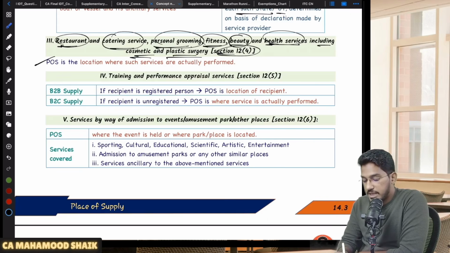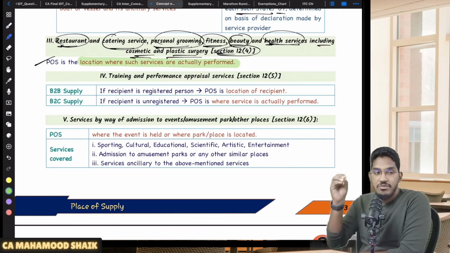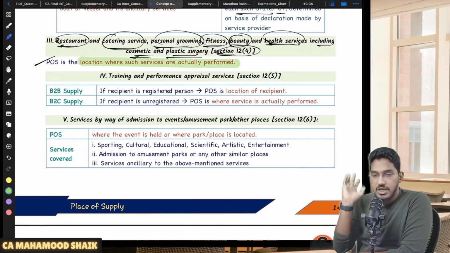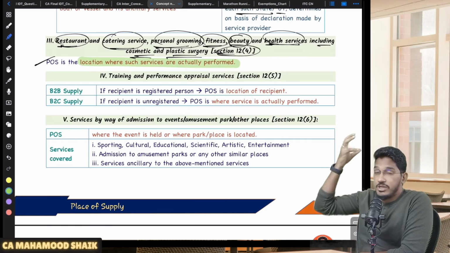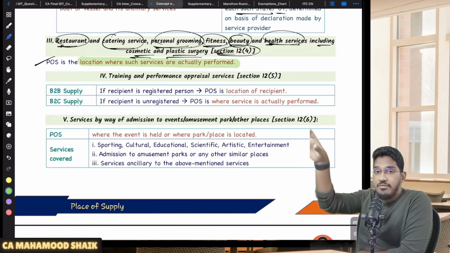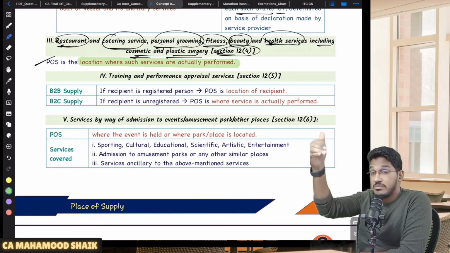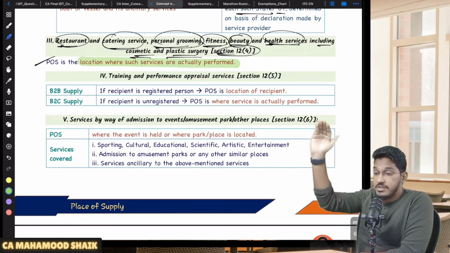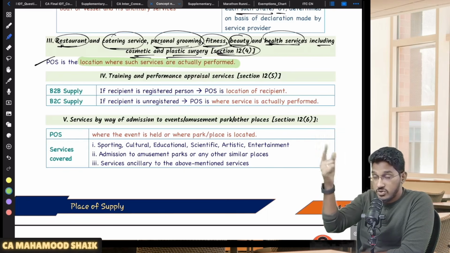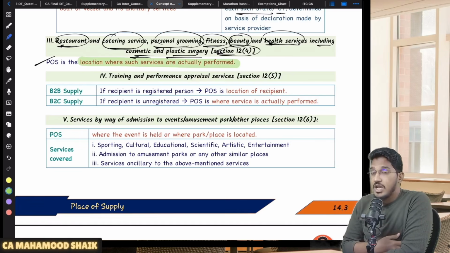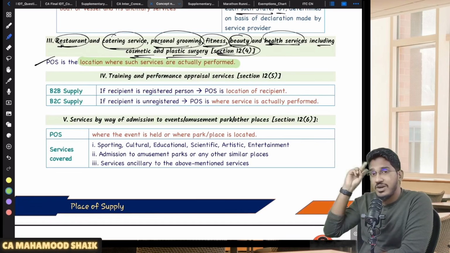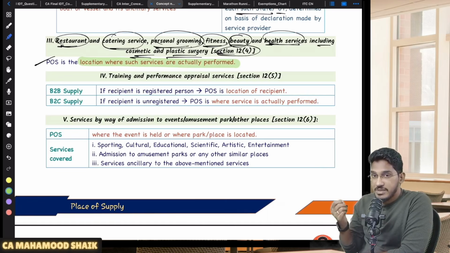What will be the place of supply? The place of supply will be the location wherever such services are actually performed. Wherever those services are getting performed, that will become the place of supply. Let us say, for example, I am a person from Chennai. I went to Mumbai. In Mumbai, I went to a restaurant. At that restaurant, I had the services. So what will be the place of supply? The place wherever that service is performed. That restaurant service has been performed in Mumbai, so the place of supply will become Mumbai. Let us say I traveled to some other location and got a haircut there. So what will be the place of supply?